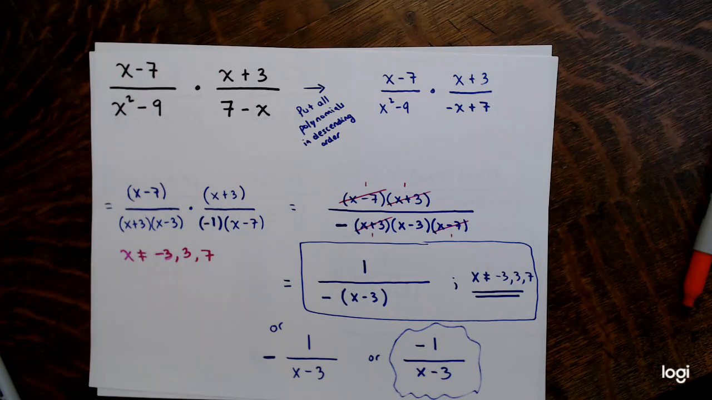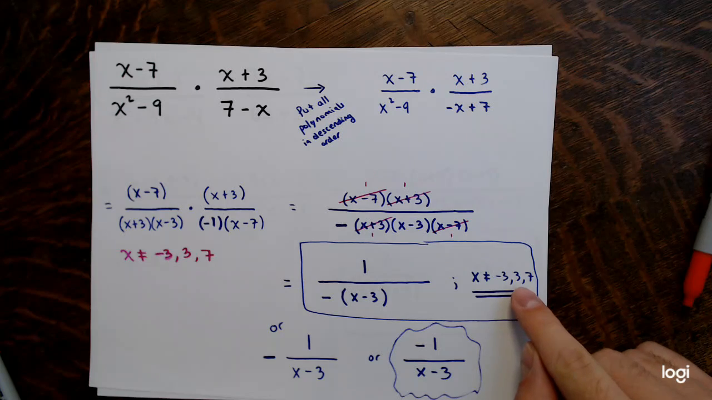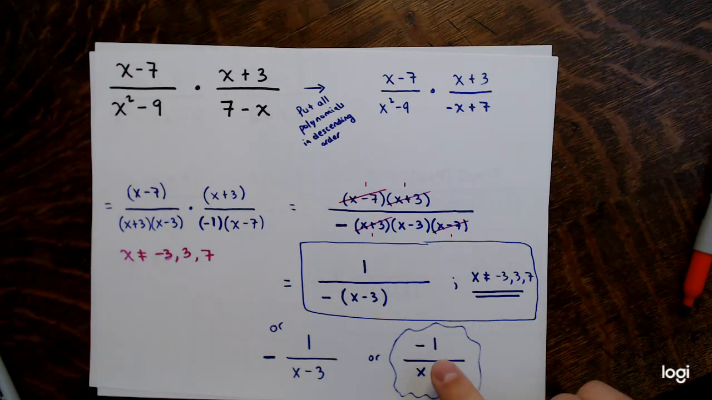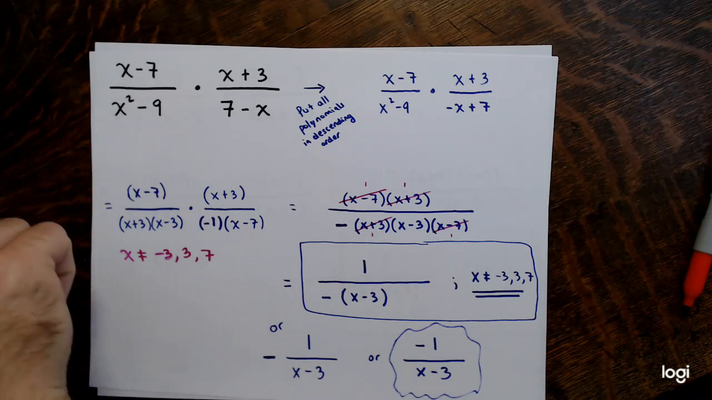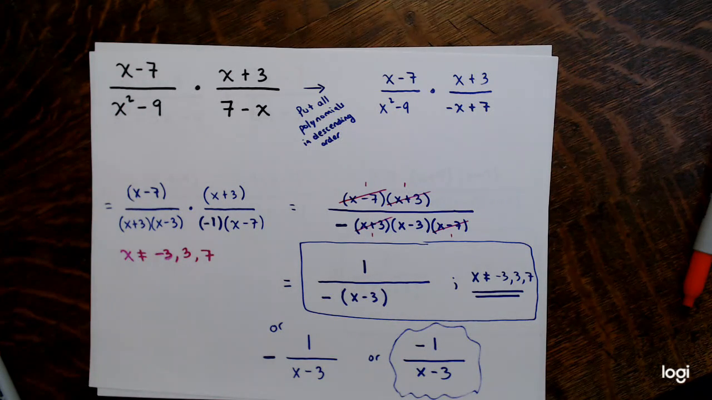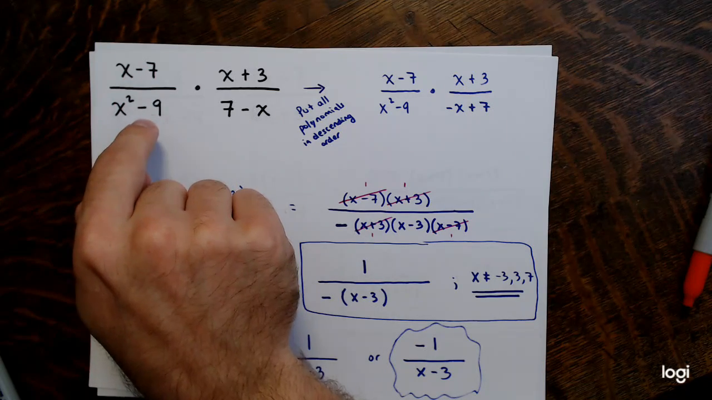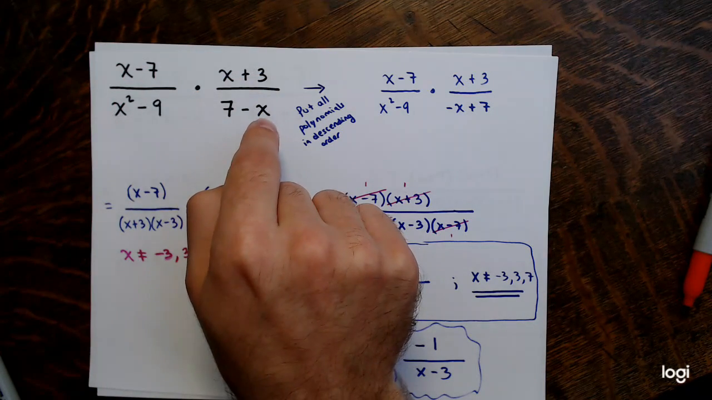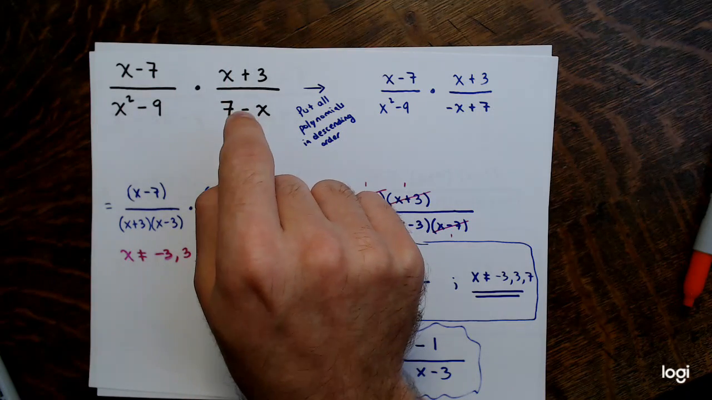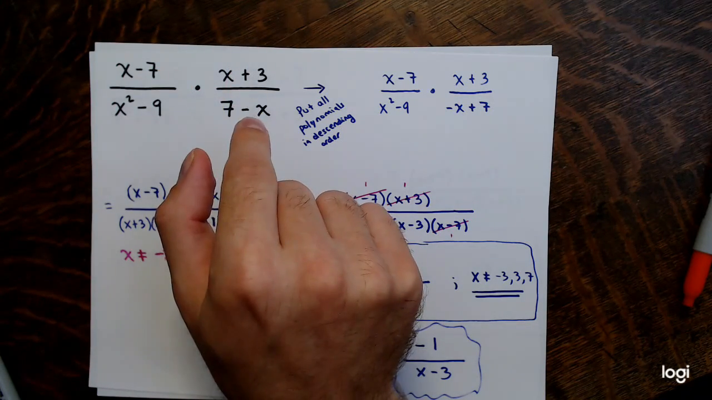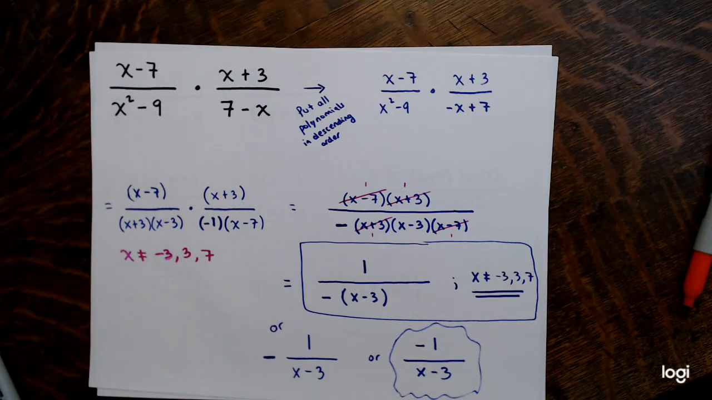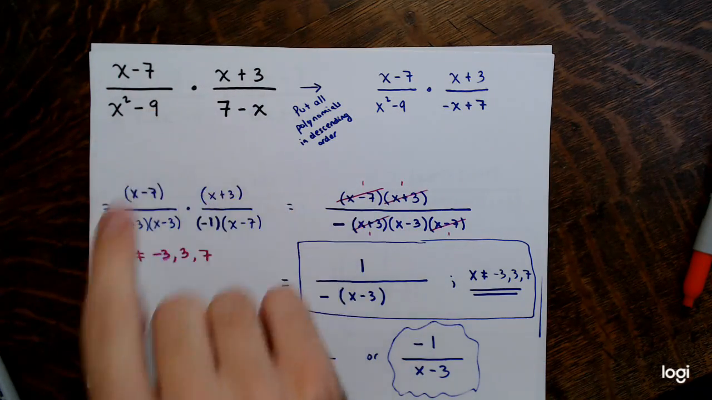If you wanted to test it, I can do one out loud real quick. Just plug in some values that are not these three, and see if this fraction is equal to the product of these two. How about 0? If x were 0, this would be -7 divided by -9, so 7/9, times 3 divided by 7. Well, 7/9 times 3/7, the 7s would cancel, and you'd get 3/9 or 1/3. So this would be 1/3 if x were 0.